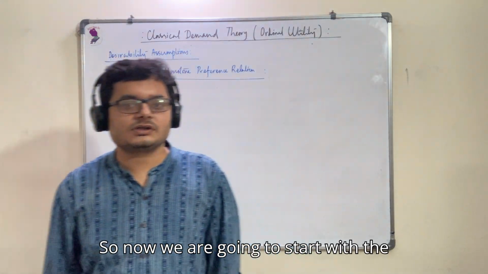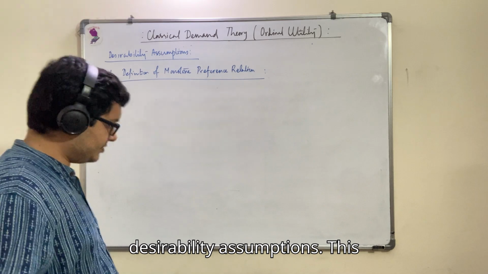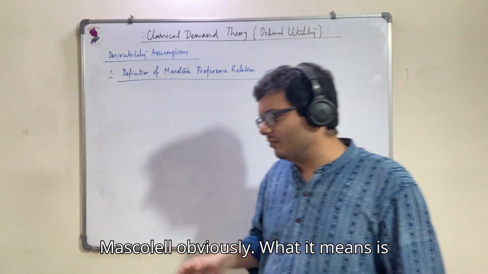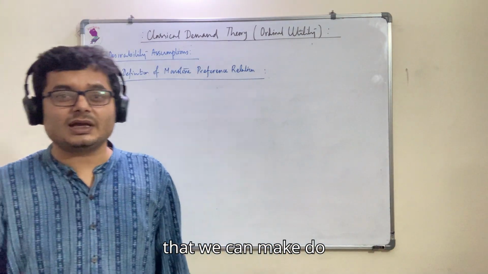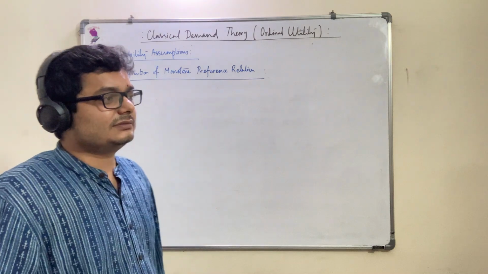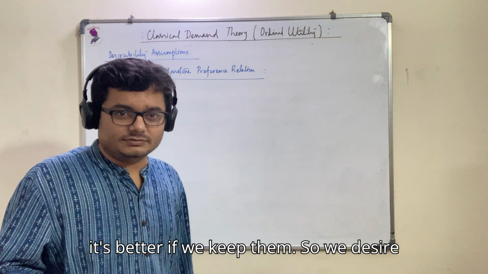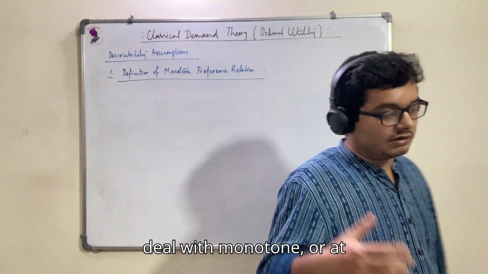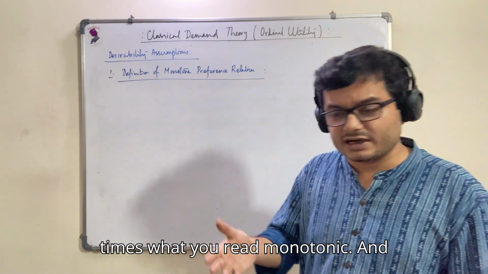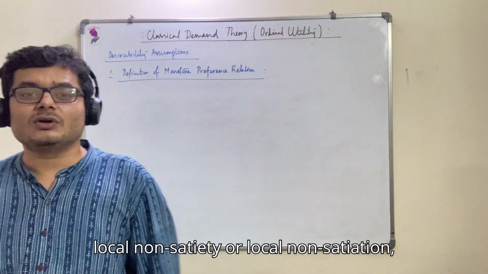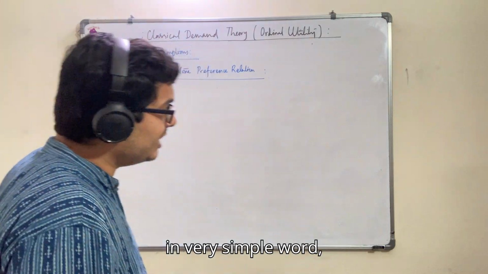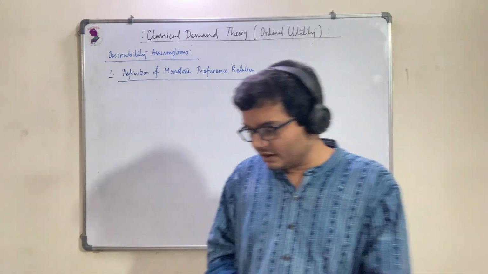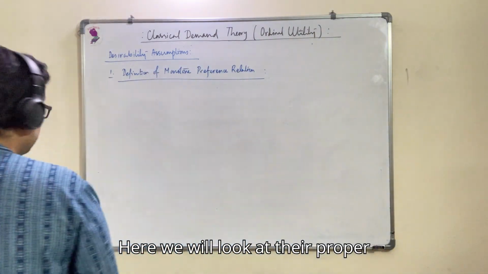So now we are going to start with the desirability assumptions. This desirability is a term taken from Mas-Colell, obviously. What it means is that we can make do without them, but it's better if we keep them. So we desire them to be true. Here we are going to deal with monotone, or at times monotonic, and local non-satiety or local non-satiation, in very simple words also known as more is better. Here we will look at their proper definition.